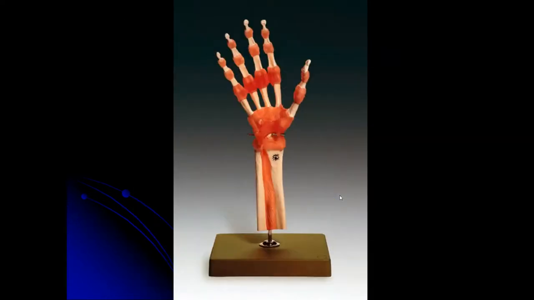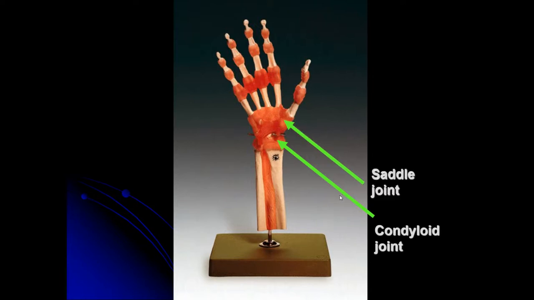If you look in the hand, it's very similar. We already talked about the syndesmosis joint, but at the wrist, there's a condyloid joint. So your wrist can bend in both directions, but one direction is bigger than the other. We also have a saddle joint, which we don't see anywhere else except here in the body.